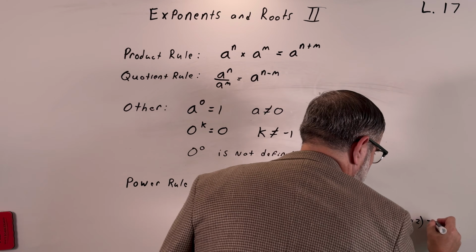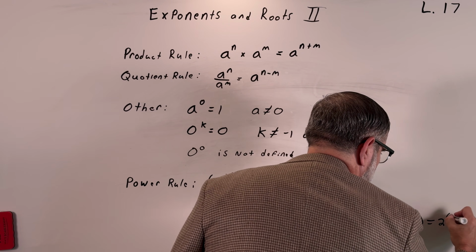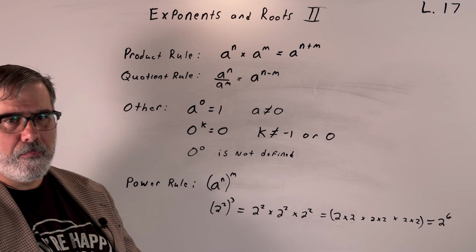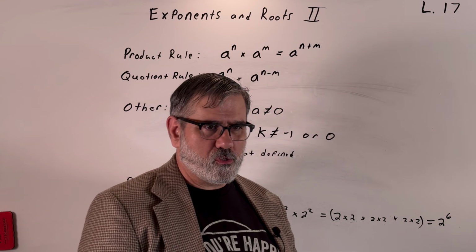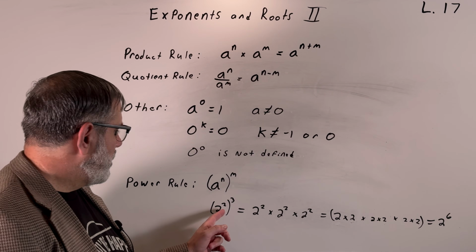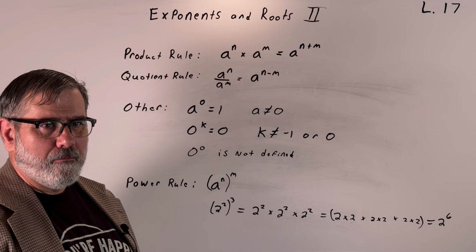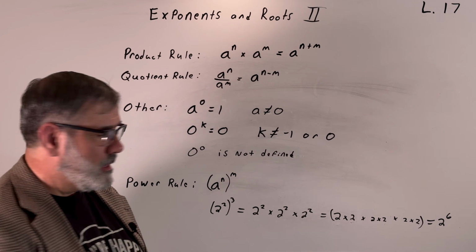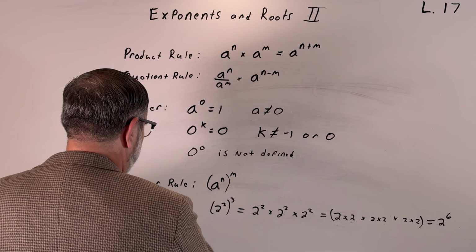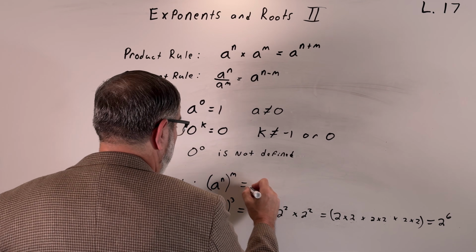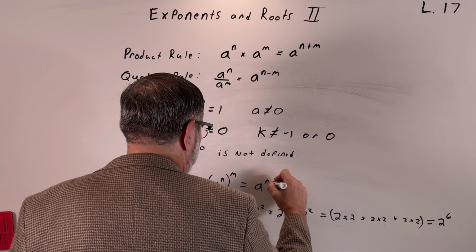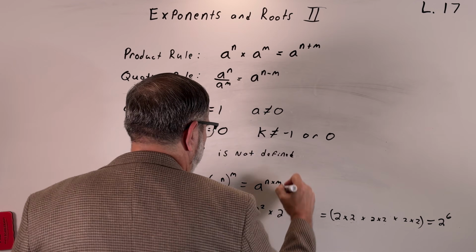So we can write this in exponential form like this, 2 to the 6th. So we had a 2 and a 3 and we got 6. Obviously we can't add those two numbers because 2 plus 3 is 5. What about 2 times 3? That's 6. And that's the correct answer. So the power rule says that a to the n raised to the m power is just a to the n times m.